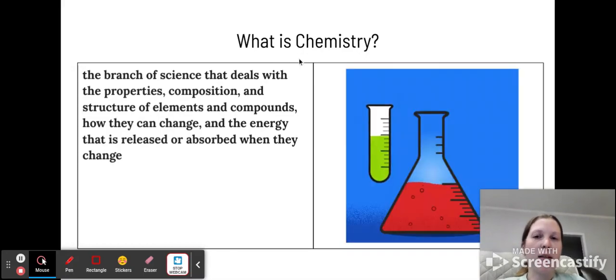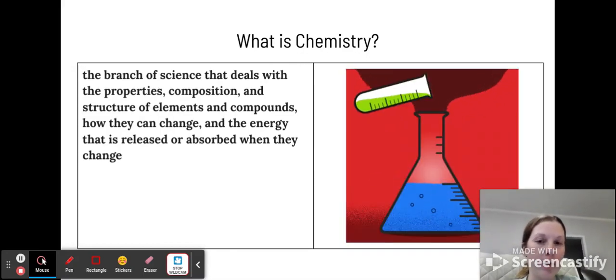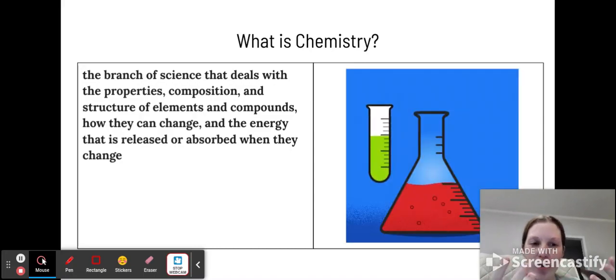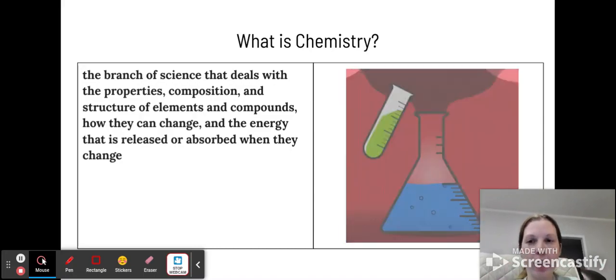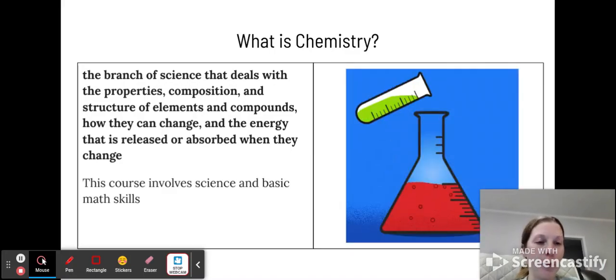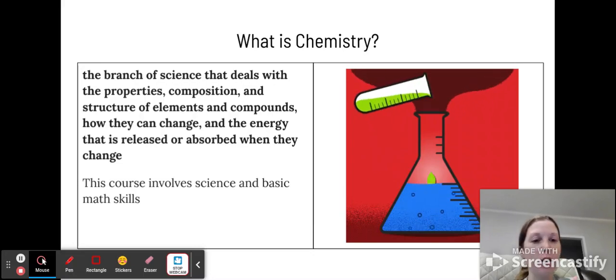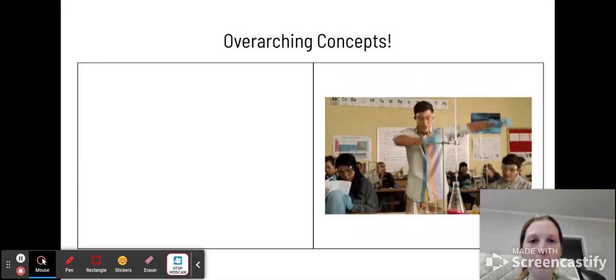It is defined as the branch of science that deals with the properties, composition, and structure of elements and compounds, how they change when they're put through a reaction, and the energy that is released or absorbed when they change. This course is pretty rigorous because it doesn't just involve science skills, it also involves math.